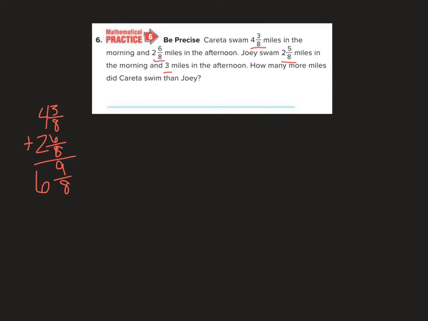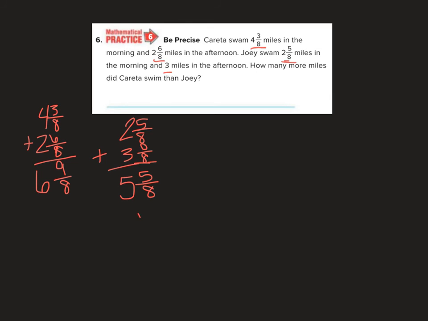end. Okay, so Joey swam 2 5/8 miles plus 3 miles in the afternoon. So Joey swam 5 5/8 miles. Notice I didn't have to do anything because I'm adding 5/8 plus 0. Oh, but don't put a 0 there because then it looks like 30. Really, technically, it would be 0/8. So 5/8 plus 0/8 is just 5/8.